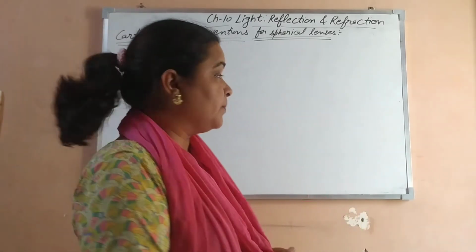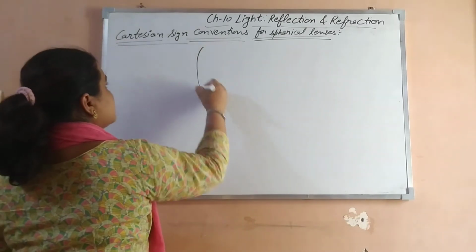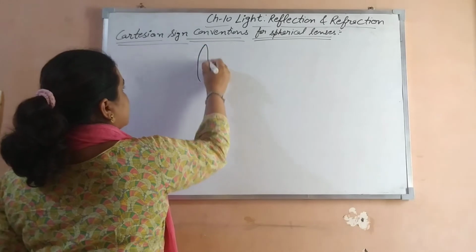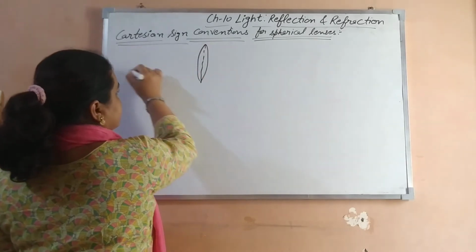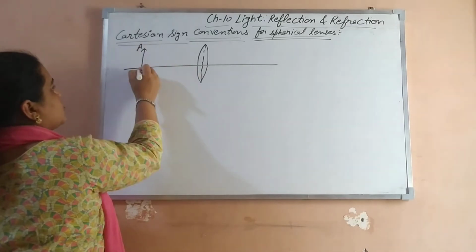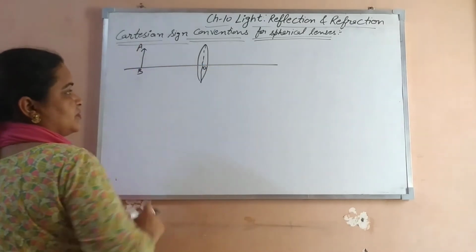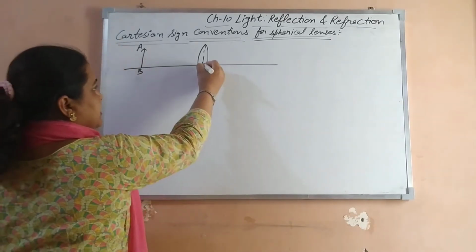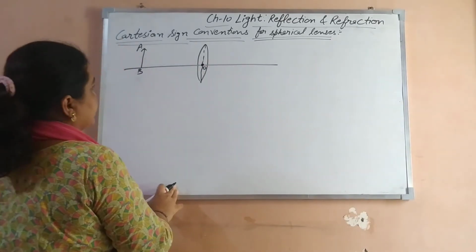So let's start the rules. Let's draw a lens. You can draw any lens; I am drawing a convex lens. What is the first sign convention rule? The object is always placed towards the left of the lens. All the distances are measured from the optical center.